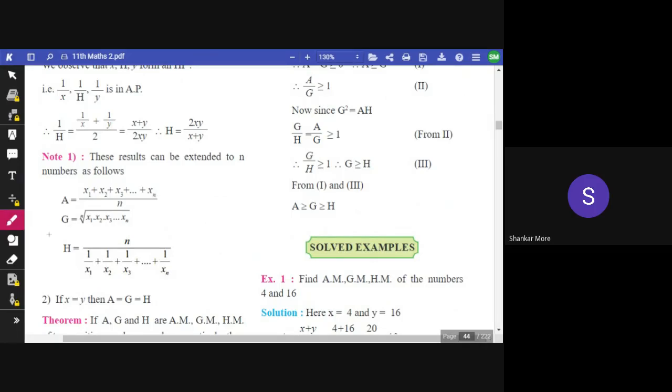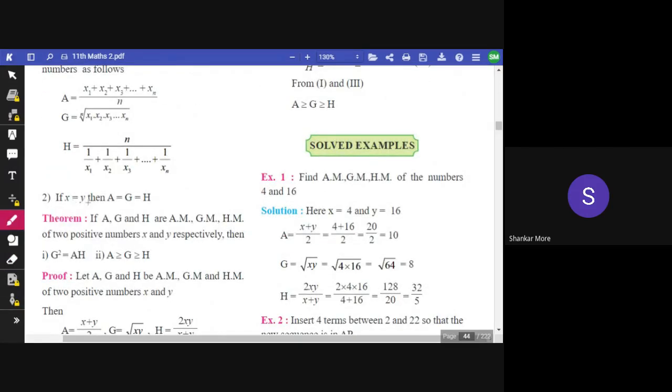Similarly for H also, we have to use the formula for H like this. If x is equal to y, then A is equal to G is equal to H. If both the numbers are equal or same, then the arithmetic mean, geometric mean, and harmonic mean are the same.